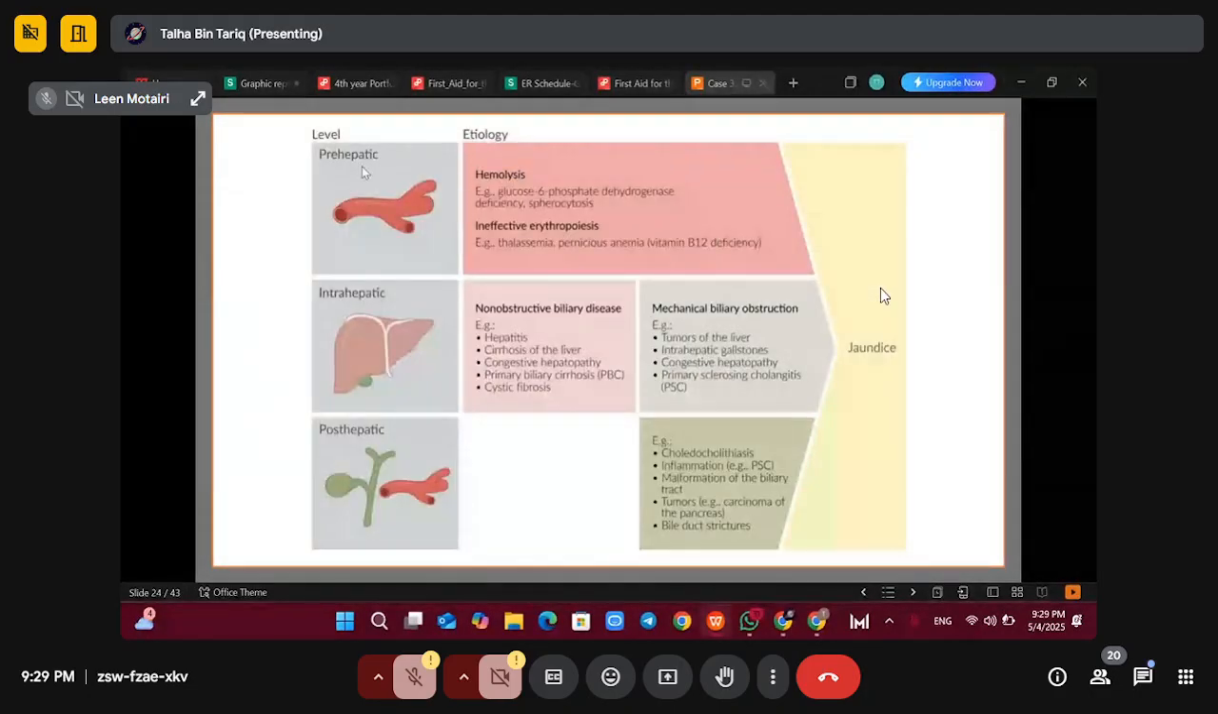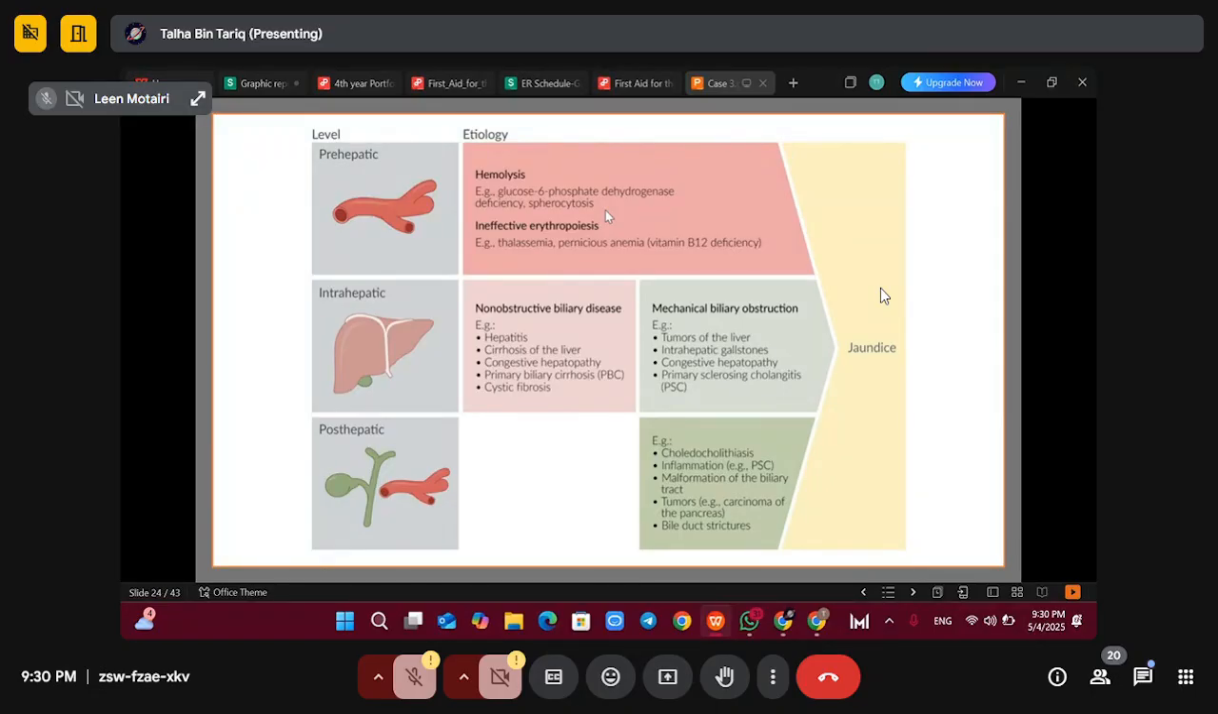Okay, so as I said, it can be prehepatic, intrahepatic, or posthepatic. Prehepatic means, for example, you have a lot of hemolysis. In G6PD deficiency, you have spherocytosis, these diseases. Hemolysis means a lot of breakdown of red blood cells. So red blood cells are being broken down, a lot of bilirubin is being produced, and this bilirubin is in your serum, and it's overwhelming for the liver to conjugate all of this bilirubin, and this bilirubin is just being deposited in the skin, as I said, in the sclera. So it's causing a problem.